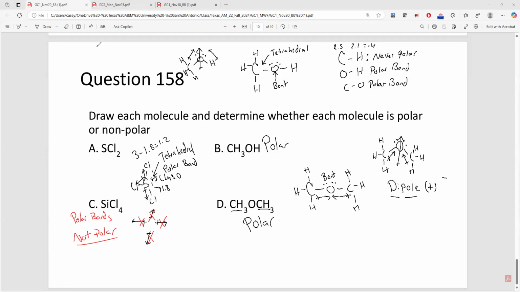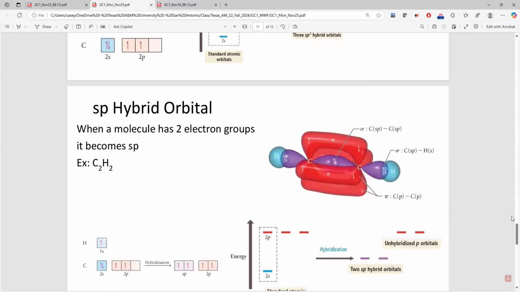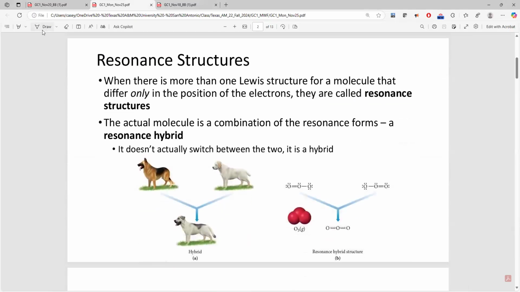Let's get rid of these drawings, and I'm going to go back to drawing with Microsoft Edge. So we have two things we need to know. First are resonance structures. So briefly, when you're doing a Lewis structure, so we have ozone here, it's possible to make two different Lewis structures. One, we can have where we have a double bond going from the left to the center oxygen. The second one is where we have a double bond going from the center to the right.